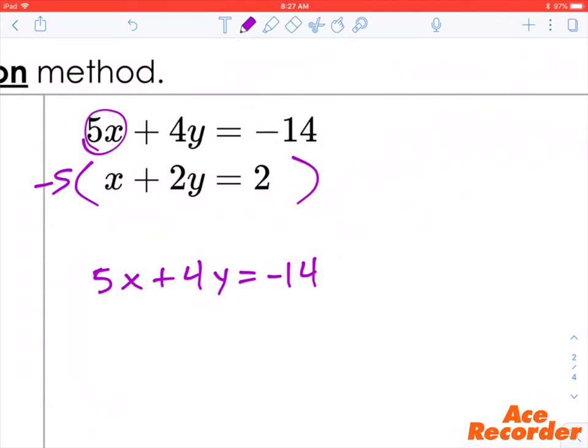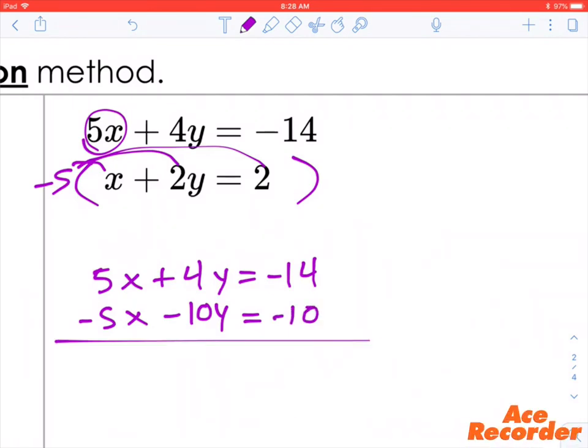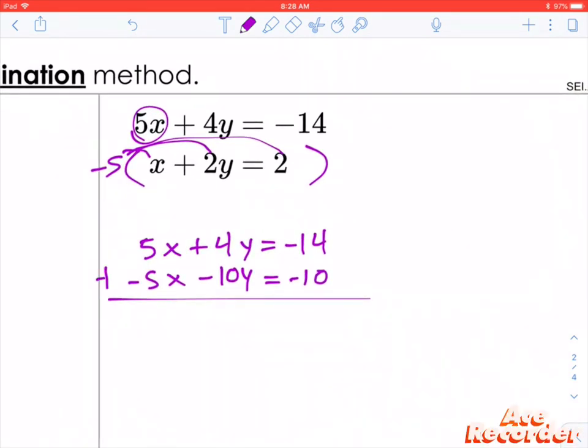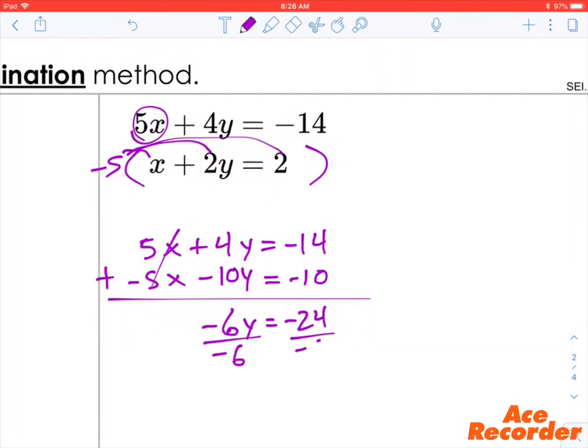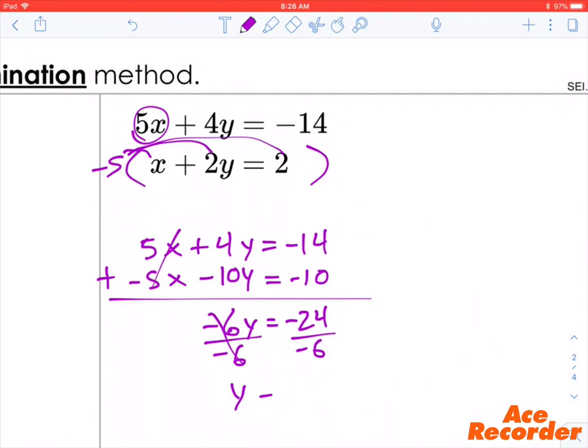The bottom equation now is negative 5 times x, which is negative 5x. Negative 5 times 2 is negative 10y. And negative 5 times 2, which is negative 10. And now I'm ready to add those together. So the x's cancel. 4 minus 10 is negative 6y. Again, use your calculator if you're not sure on the signs. Especially something like this. Negative 14 minus 10 is negative 24. And so we divide by negative 6. Negative divided by negative is positive 4.